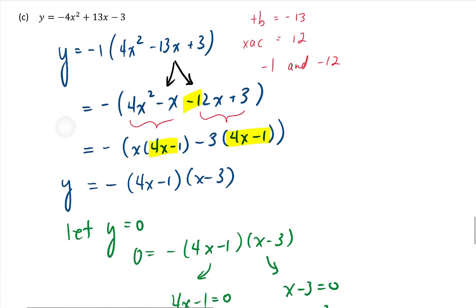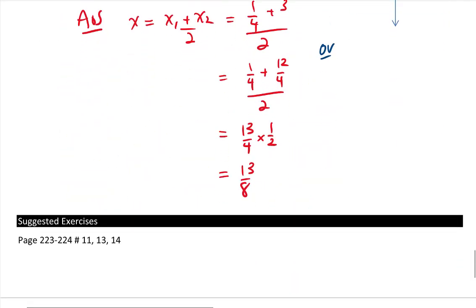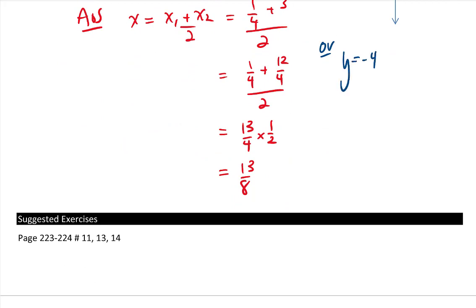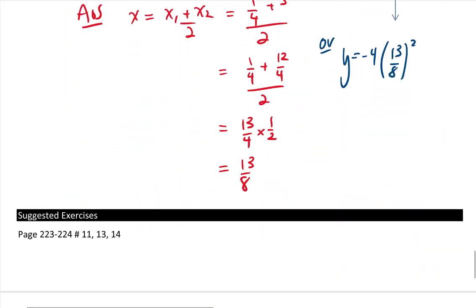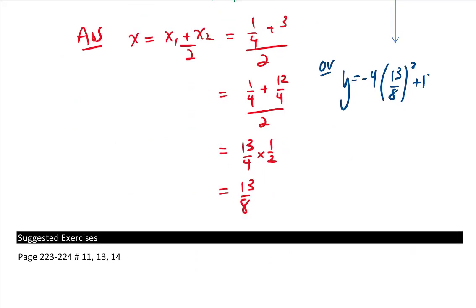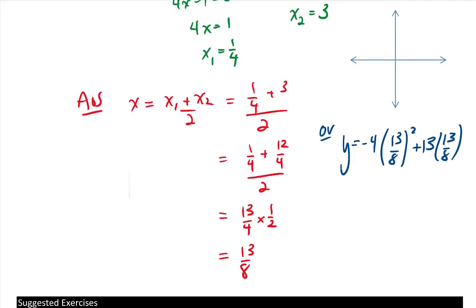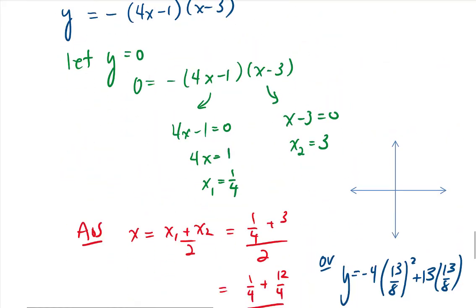Finally, we need to get that optimal value. And we know we have negative 4x squared plus 13x minus 3. So we have y equals negative 4 times 13 over 8 squared plus 13 times 13 over 8 minus 3.